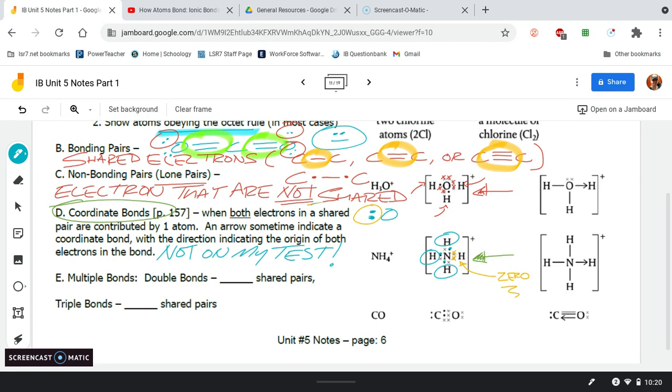Okay, multiple bonds. You have double bonds where you have 2 shared pairs like up here, and you have triple bonds which have 3 shared pairs right up here. And very, very, very important is there is no quadruple bond, right? So there is no quadruple bond like that. So if you ever have a bond with 4 lines, it is wrong.